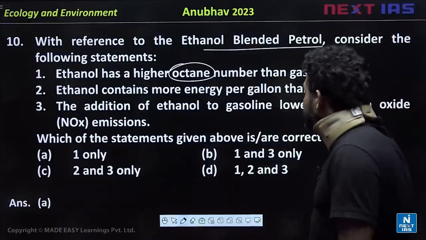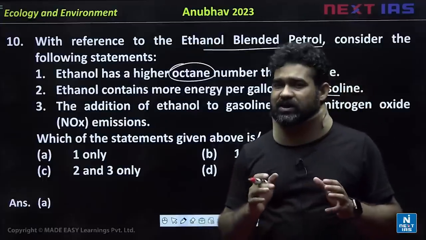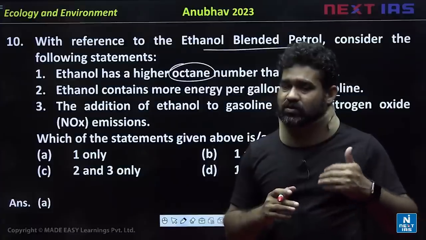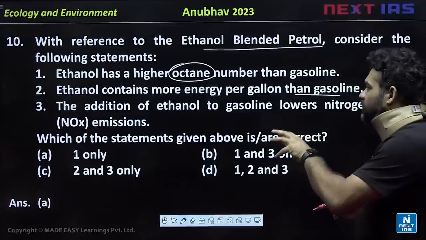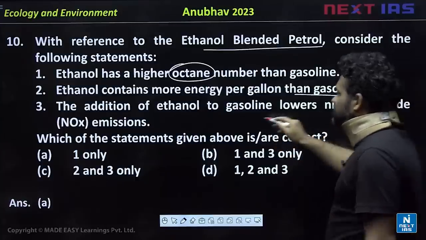Ethanol contains more energy per gallon than gasoline? No. If we keep the same volume, one liter of petrol and one liter of ethanol, the available energy in that ethanol in that volume is less. So it contains less energy per gallon than gasoline. It is not more. So this is wrong.